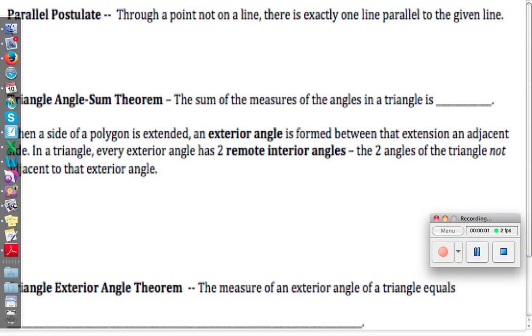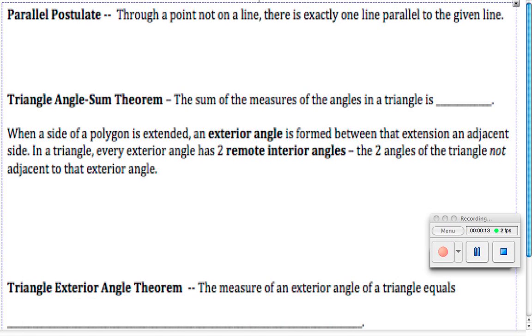The parallel postulate, again, postulate being something that is so simple, it is elementary to creating our kind of nice flat geometry. The parallel postulate says this. If I have a line and a point that is not on that line, I can only have one line passing through that point that will be parallel to my given line.